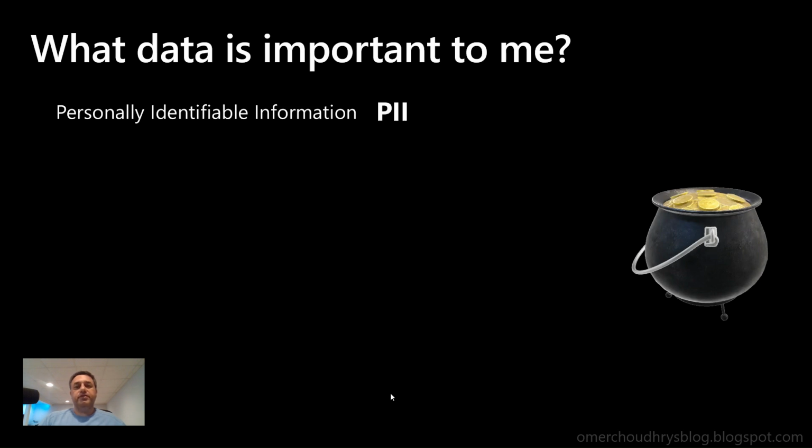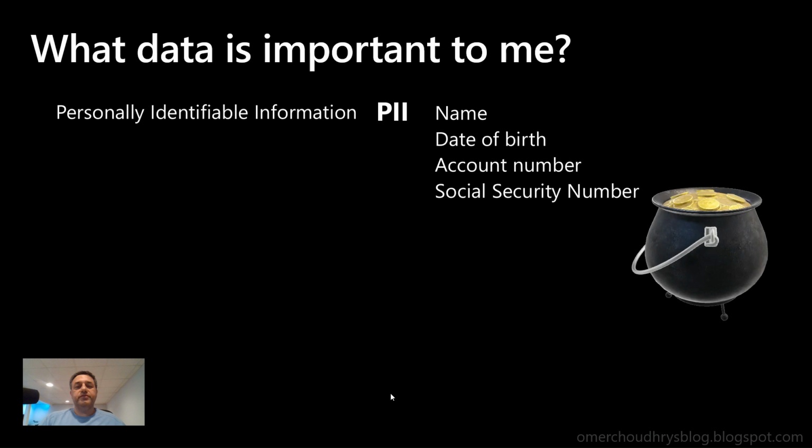PII can be your name, date of birth, social security number, account number, home address, and there are many forms of PII. Anything that is helpful to identify yourself as an entity or a person, that is PII.